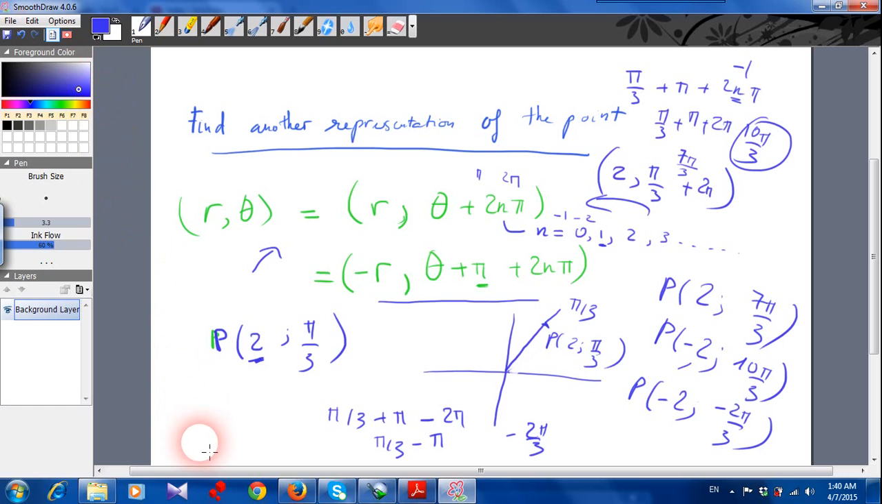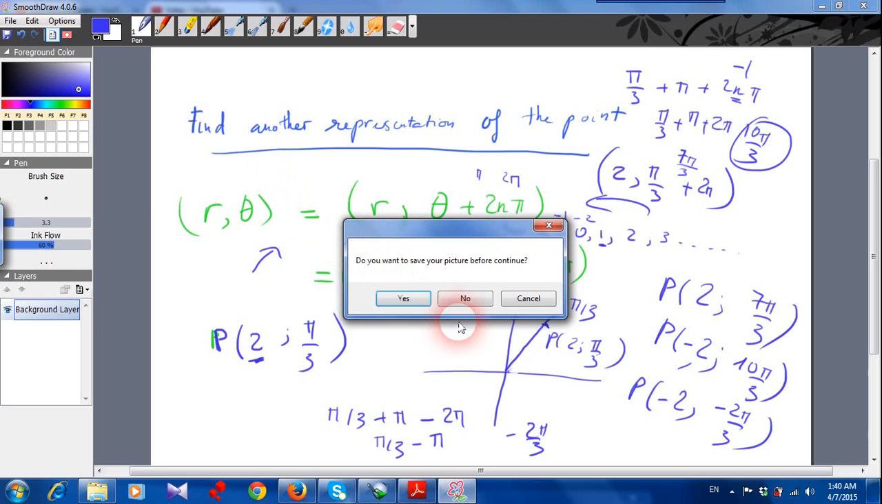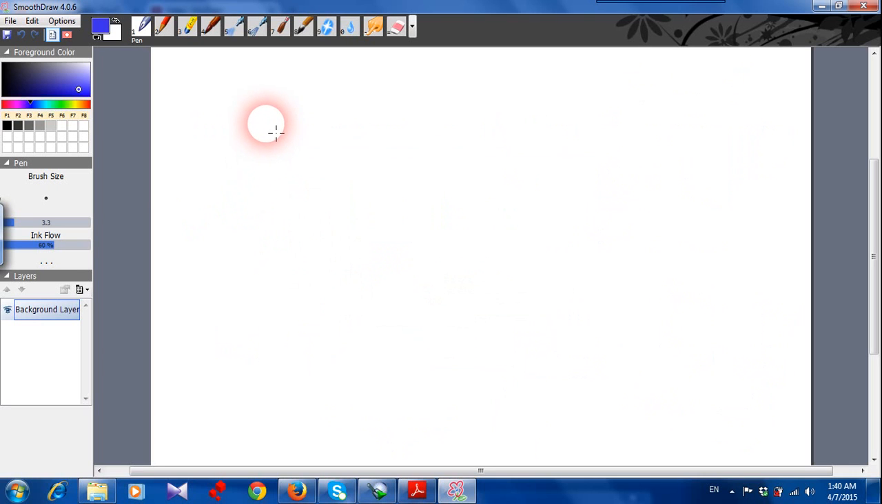For example, we have another exercise. We have the point (2, 5π/3). Find another representation of the point in which r is positive and 2π is less than theta, less than 4π.